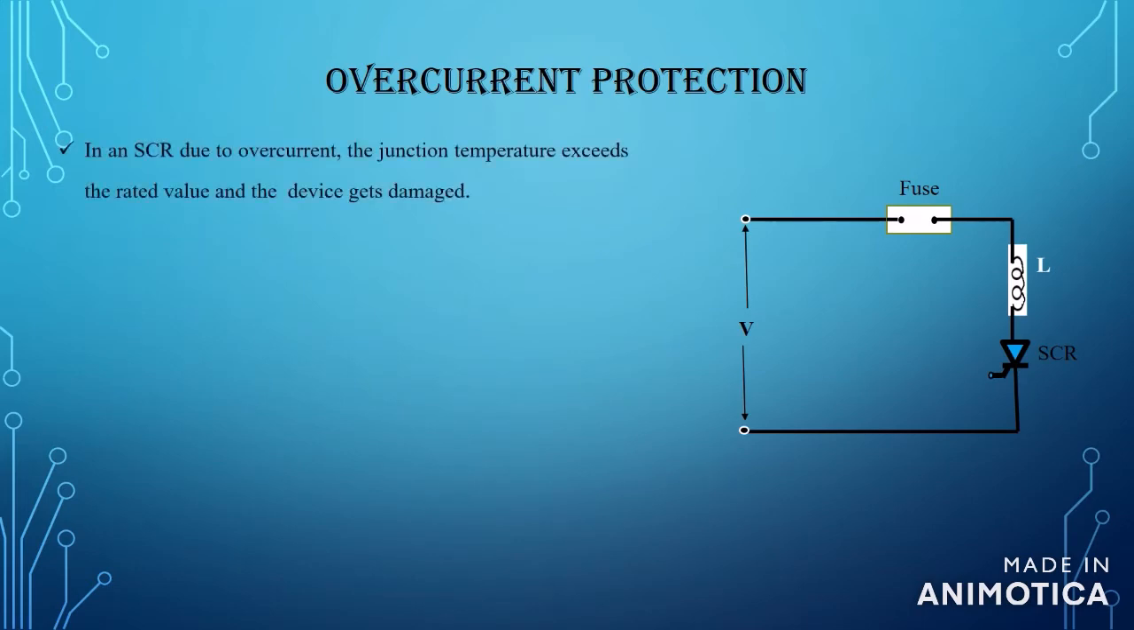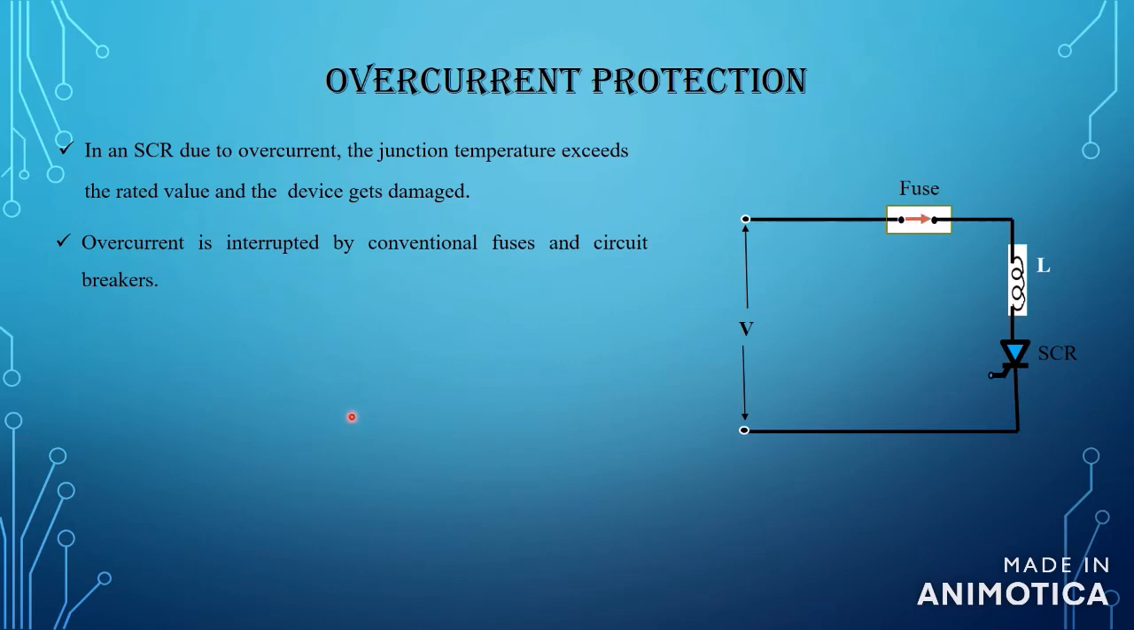So in the SCR, due to overcurrent, the junction temperature will increase. If the junction temperature exceeds the rated value, then this will damage the device. This is because this junction will break down and hence the device may get turned on unexpectedly. So in order to prevent this, a fuse is connected in series with the SCR.